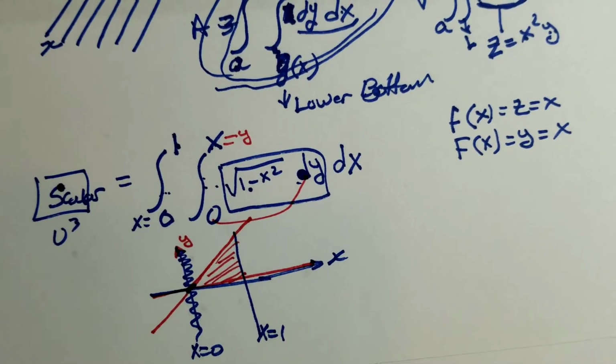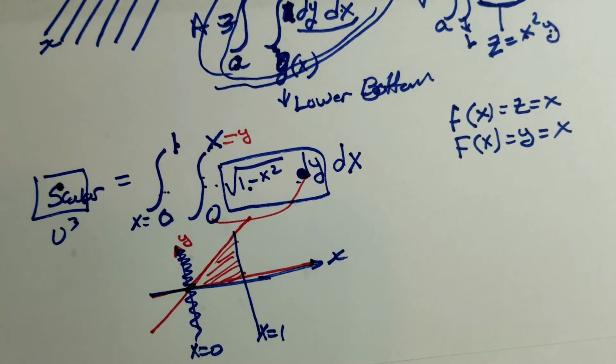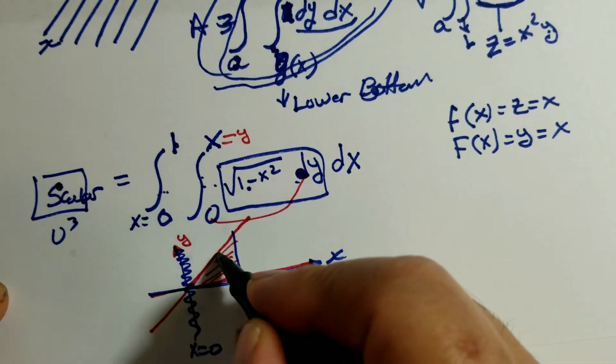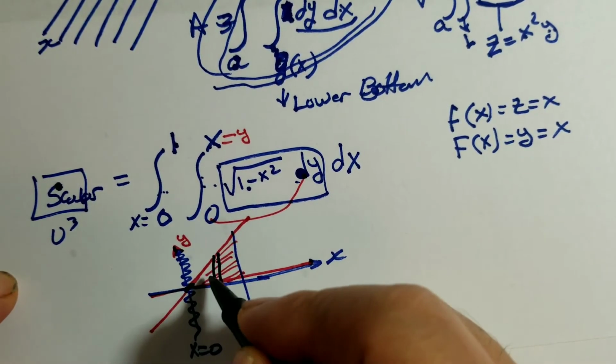Right now, you have to make a decision. Do I want to do vertically simple?